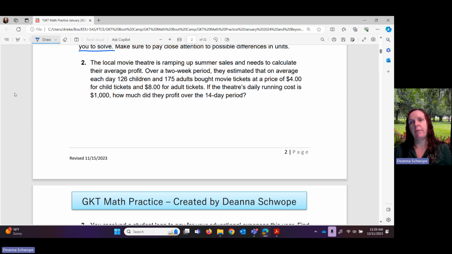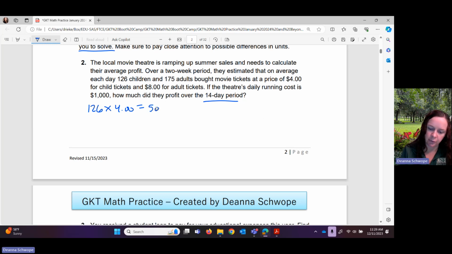So let's take a second and just think about the question. Basically, key things, 14-day period. So at the end, we're going to be figuring out for one day, we're going to need to multiply it by 14 to know what it is for all 2 weeks or 14 days. If you look at it, they're saying about 126 children at $4 a ticket. So I'm going to do 126 times $4. And on my trusty calculator, you've got 126 times $4, which is 504. Then you've got 175 adults at $8 a ticket.